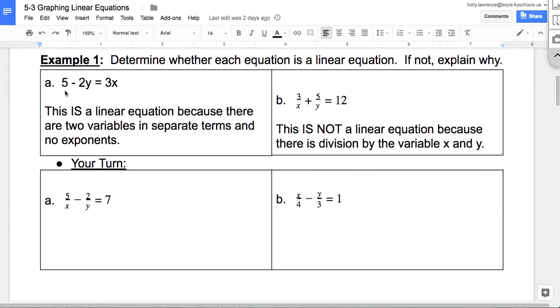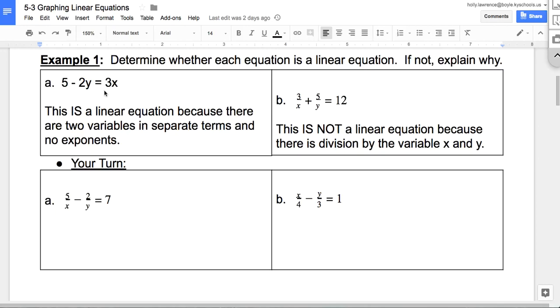The first one we have is 5 minus 2y equals 3x. If we look through, we have x and y in separate terms, so they're not multiplied together. We don't have any exponents, and we don't have any dividing by variables. So this is a linear equation. If I graph it, I will get a line. The next one is 3 divided by x plus 5 divided by y equals 12. This is not a linear equation because there's division by variables x and y.